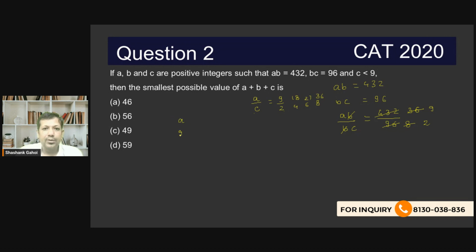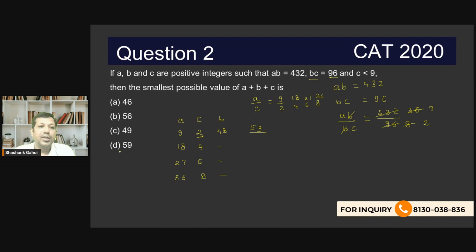So A is 9, C is 2, and B is something. A is 18, C is 4, B is something. A is 27, C is 6, and A is 36, C is 8, and B is something. Now BC is equal to 96, so if C is 2, B is going to be 48. Now smallest possible value: 48 plus 2 is 50, 50 plus 9 is 59. So A plus B plus C comes out to be 59.